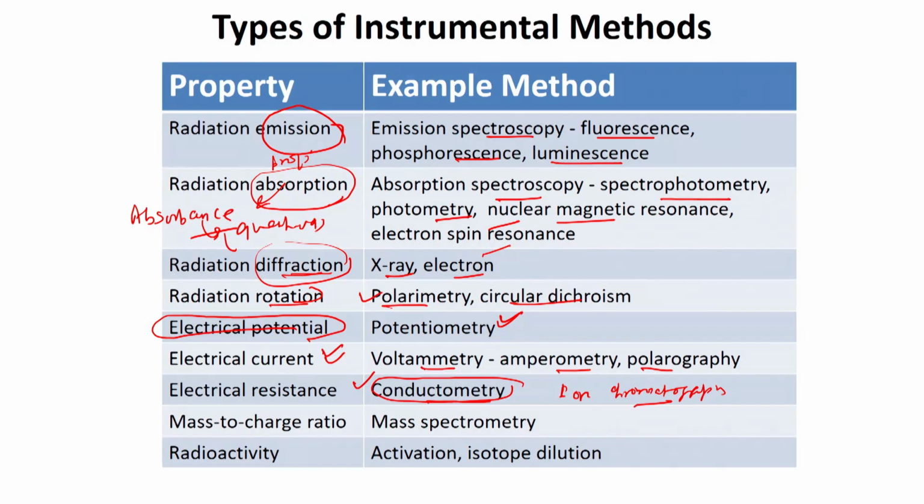If you are measuring how many ions are present, you measure the conductance of the solution. Then there is the mass to charge ratio, which becomes very important, especially in mass spectrometry. In radioactivity we measure activation, or use isotope dilution methods. This measures how much radioactivity or activity a particular radioactive isotope has, and then we try to infer information from that.